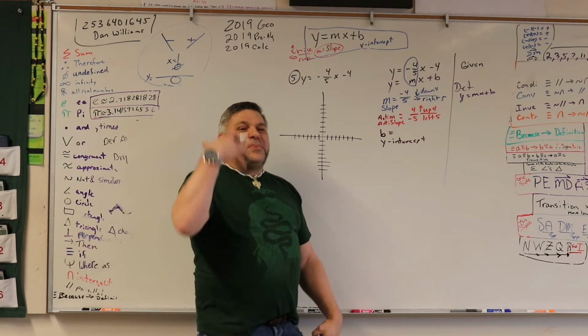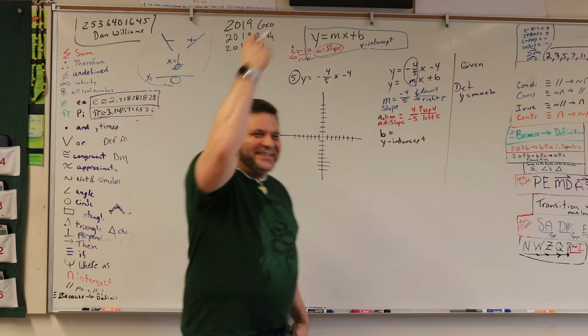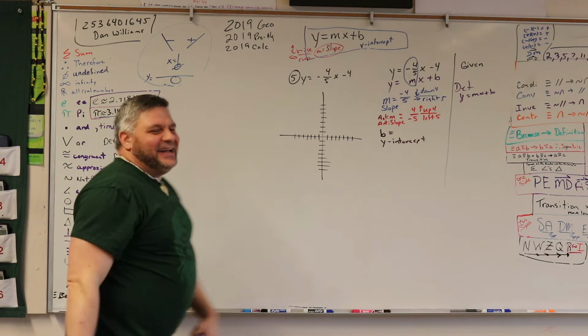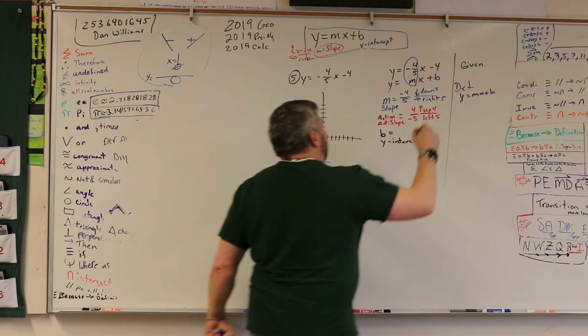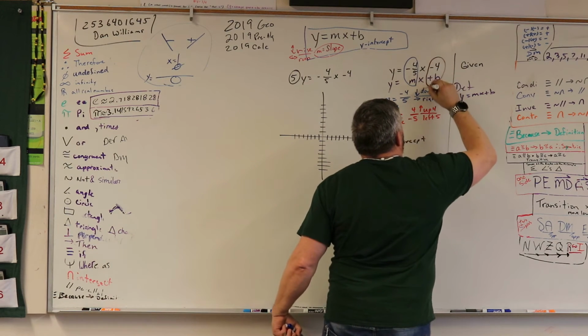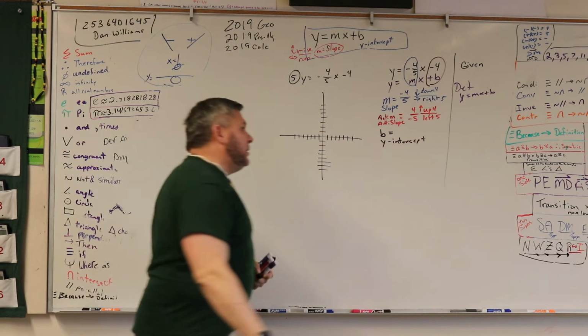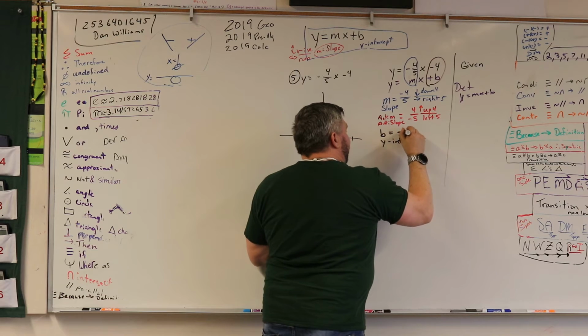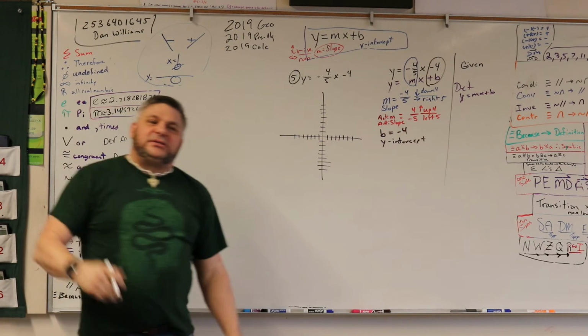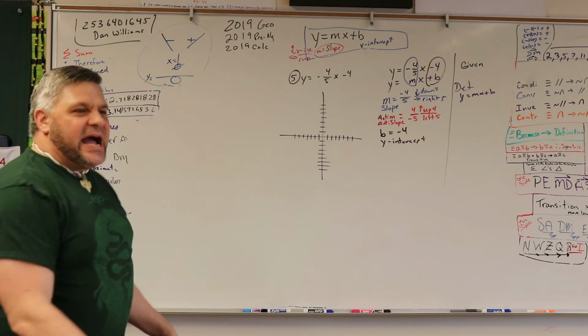Good. Now what number is b? 4. Not quite. Negative 4. There you go. Remember, the whole number, meaning the sign with it, right? So that means b is negative 4. So that's where it crosses. It's where that line crosses the y-axis.